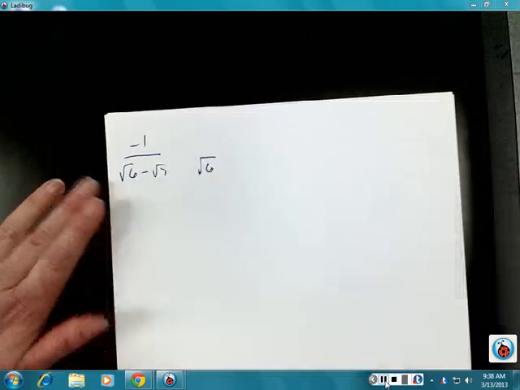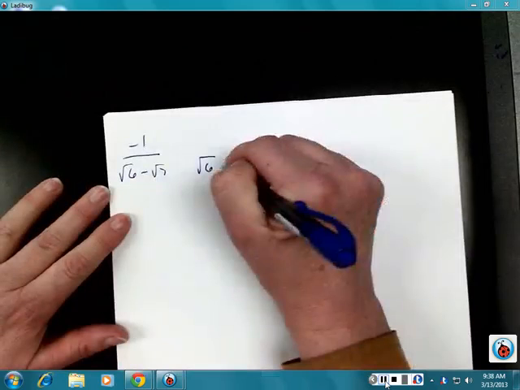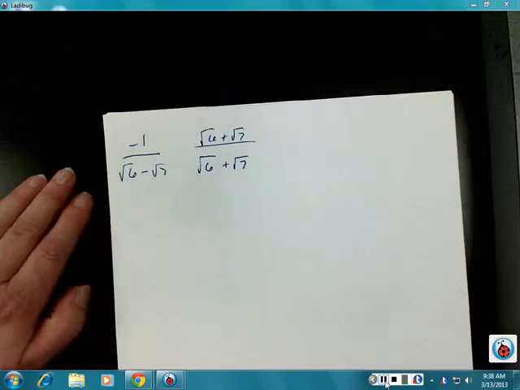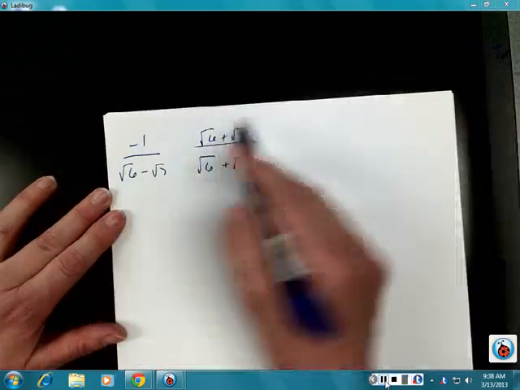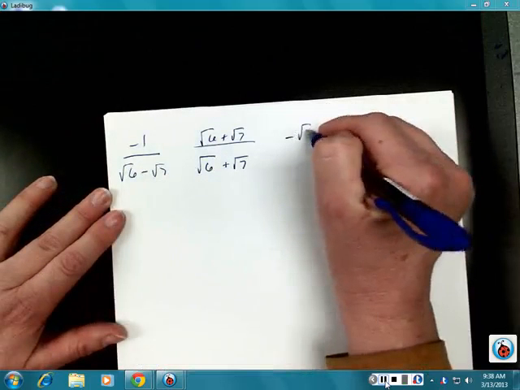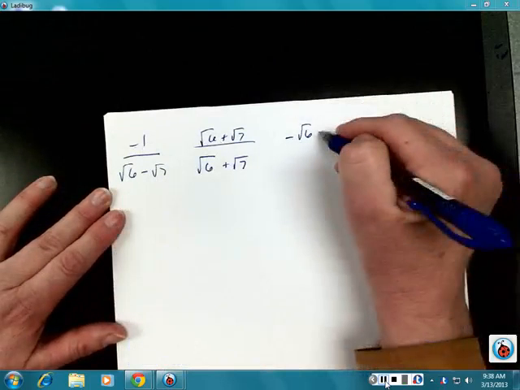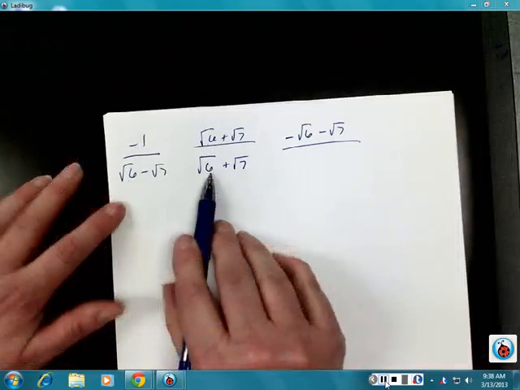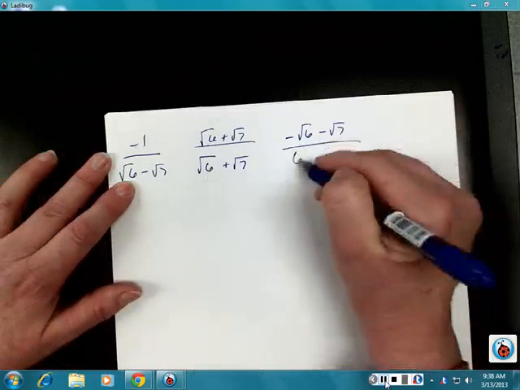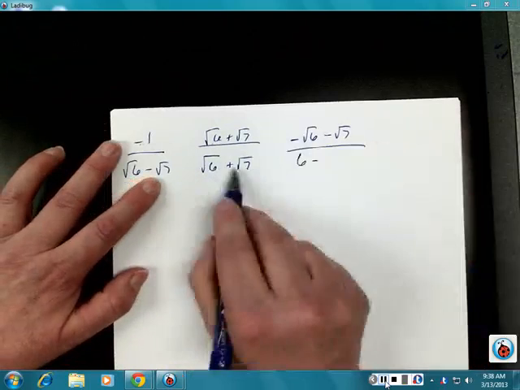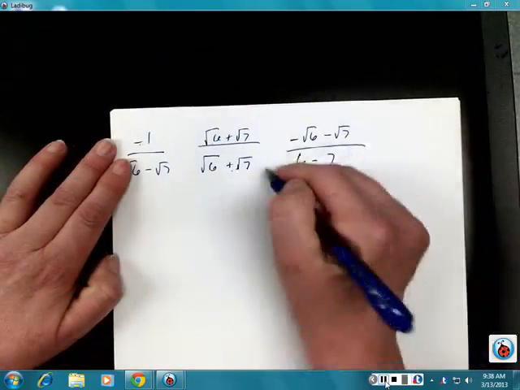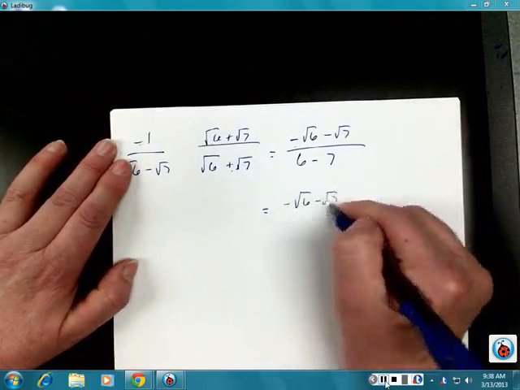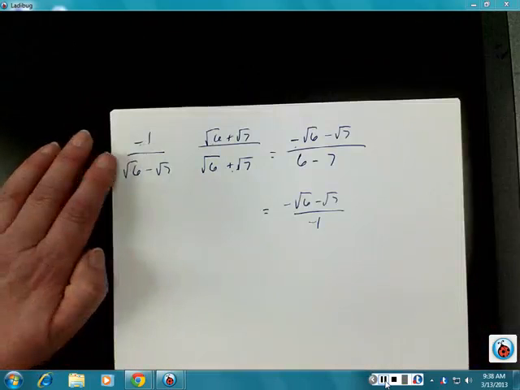So I need its conjugate. So what's this thing's conjugate? Yep. And so negative 1 times this is a negative square root of 6. Negative 1 times that is a negative square root of 7. And then in the bottom, square root of 6 times square root of 6 is 6. Negative square root of 7 times square root of 7 is negative 7. So this comes out to be a negative square root of 6 minus square root of 7 all over negative 1.